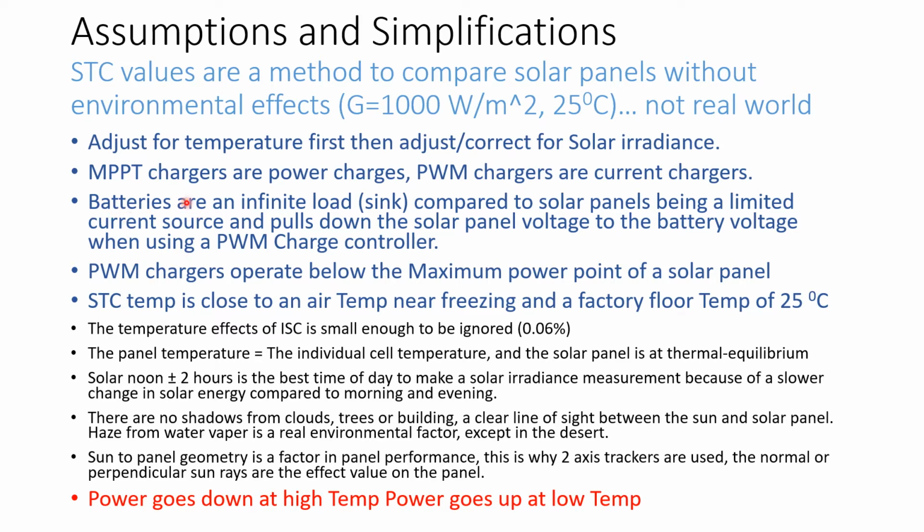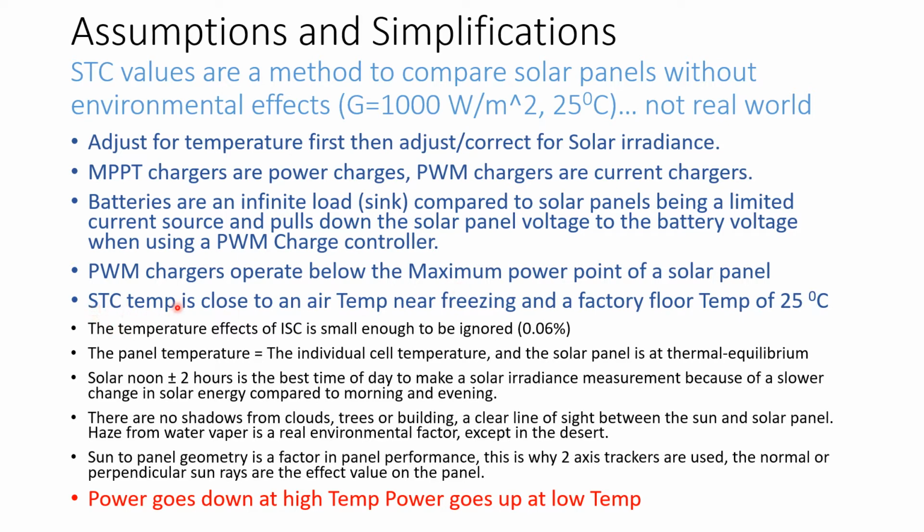Another thing we have to consider, batteries are an infinite load sink compared to solar panels being a limited current source. And the battery pulls down the solar panel voltage to the battery voltage when using a PWM charge controller. PWM charge controllers operate below the maximum power point of the solar panel.